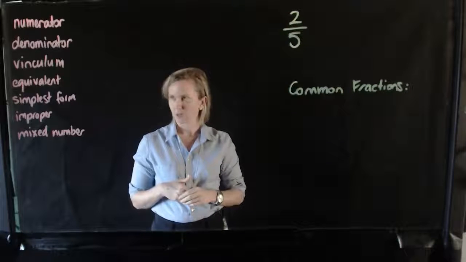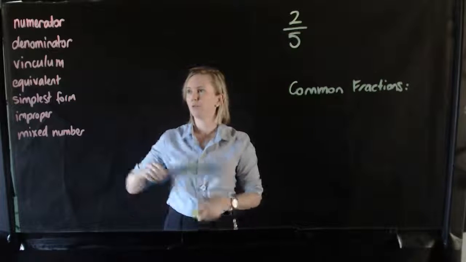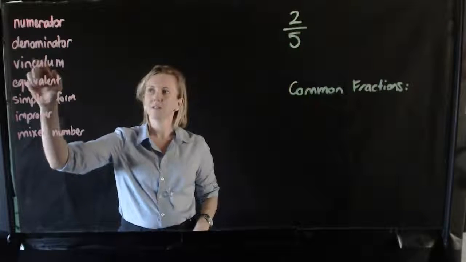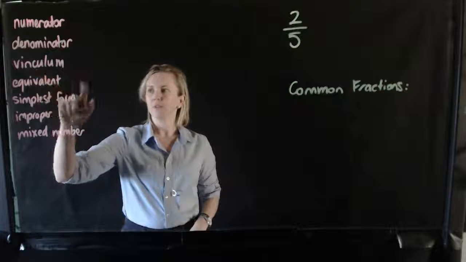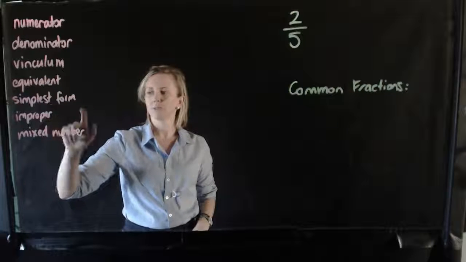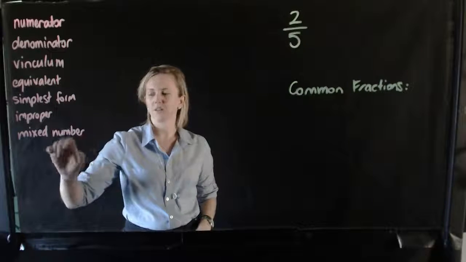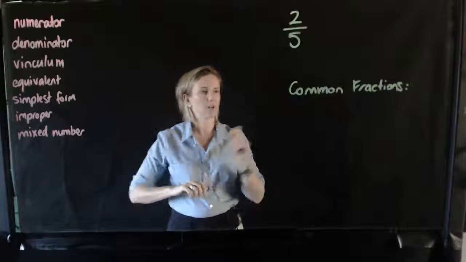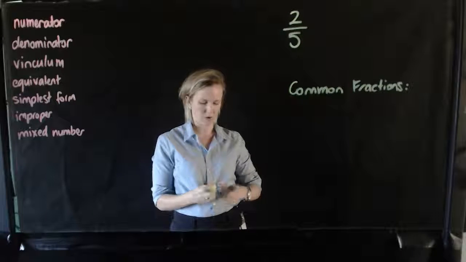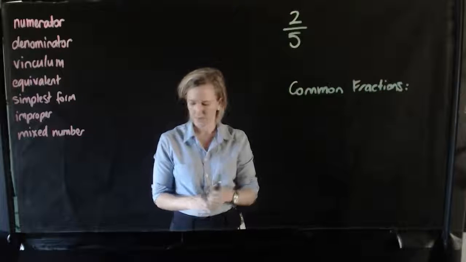and make sure that you understand what each of these terms actually mean. Okay, so we're going to start with, I'll read them out firstly. We've got numerator, denominator, vinculum, equivalent, simplest form, improper fraction, and a mixed number. Okay, and I'm also going to go through some common fractions with you as well that you may find come up every now and then.